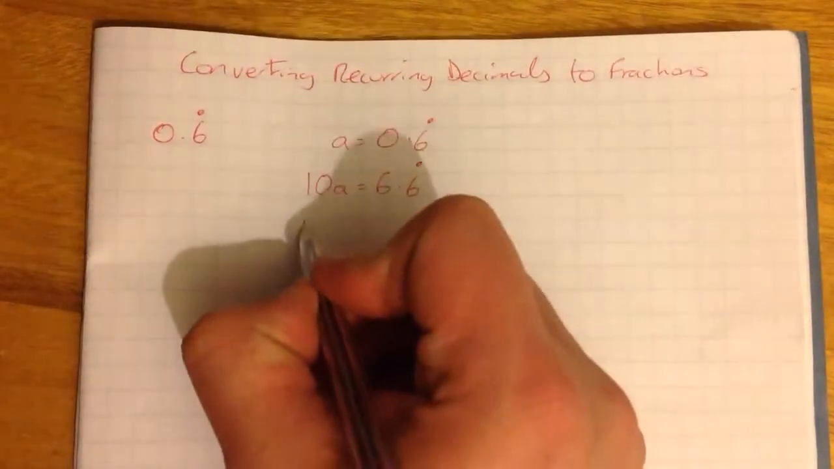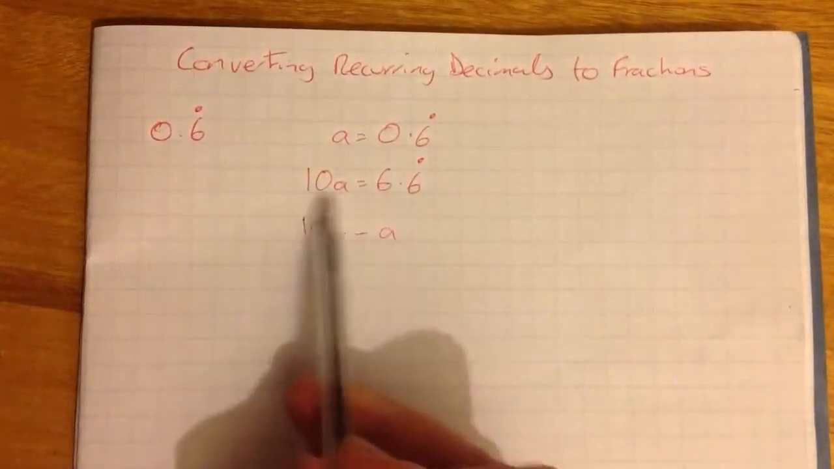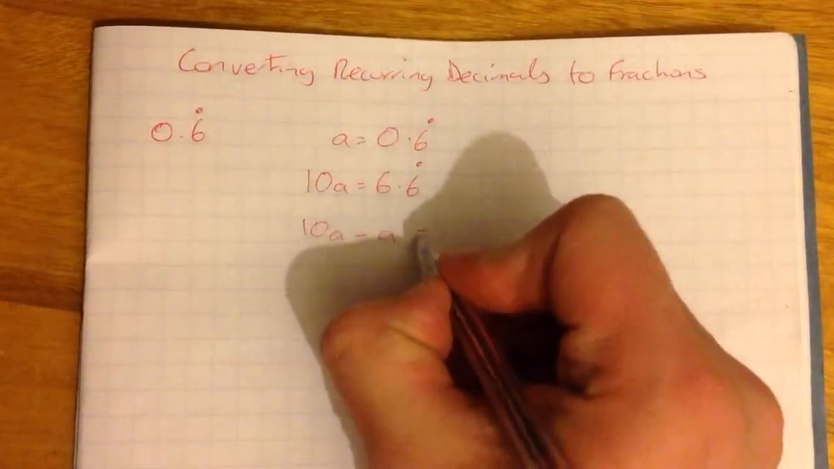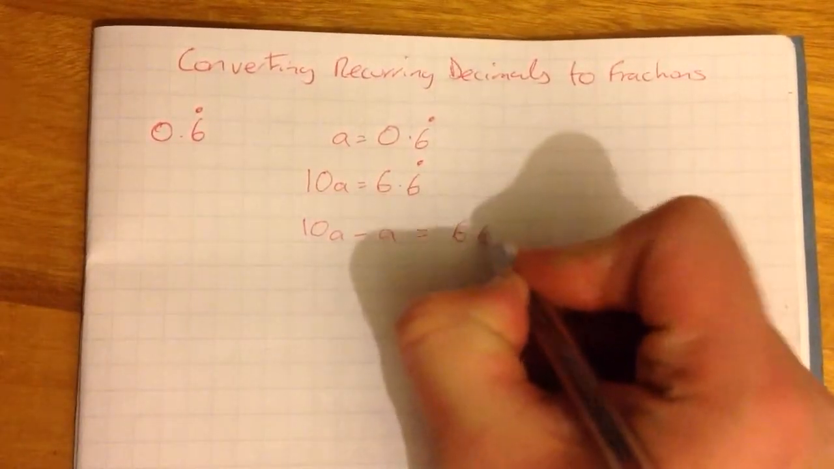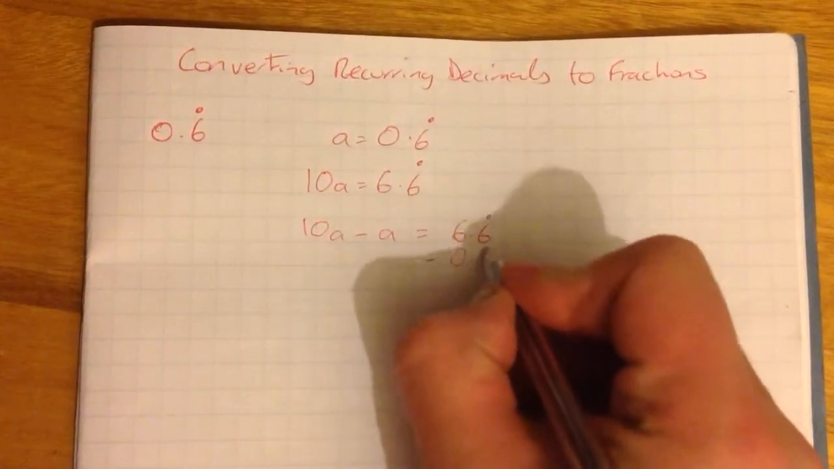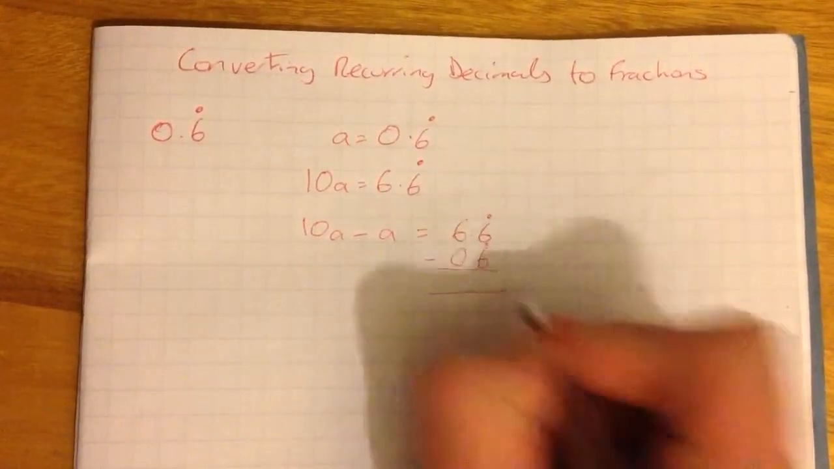Now what we're going to do is we're going to do 10A take away A. We're going to have our 10A take away A. So that is 6.6 recurring take away 0.6 recurring. Set that out properly as a column subtraction.